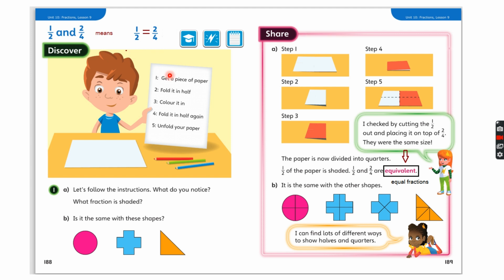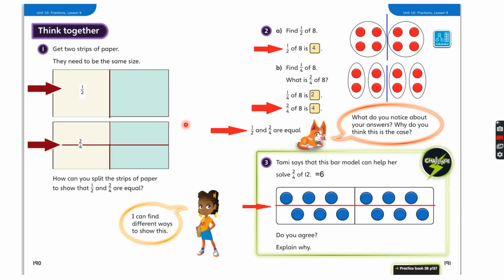Okay, let's have another example. Let's go to the next page. Two papers, both of them have the same size. The first paper I cut into 2 equal parts. The second one I cut into 4 equal parts. Now look at the white part here. It has the same size as this white part. But here it is 1 out of 2. Here it's 2 out of 4. And because both of them have the same size, it means that they are equal. That's why we say that the 1 out of 2 and the 2 out of 4 are equal.